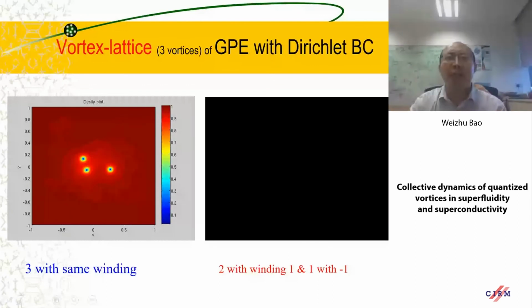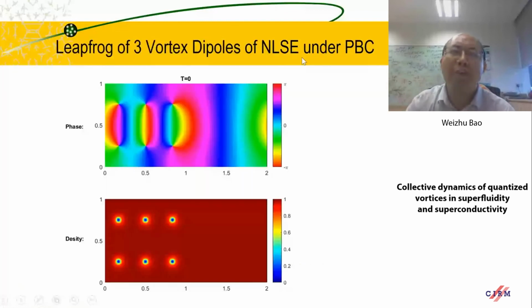This one also shows the Schrodinger-type, GP, dispersive dynamics, on a rectangular domain with periodic boundary condition. Initially I have 3 vortex dipoles: plus minus, plus minus, plus minus. The bottom one is the density, where blue is 0. The top one is the phase. You can see each has winding number one. So I have 3 pairs, 3 dipoles.